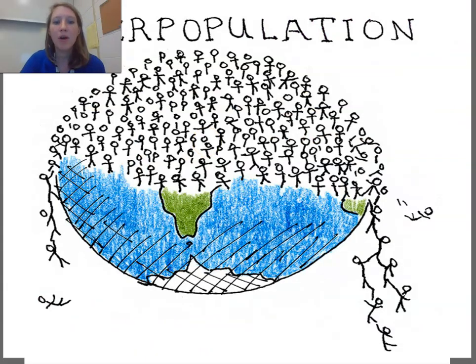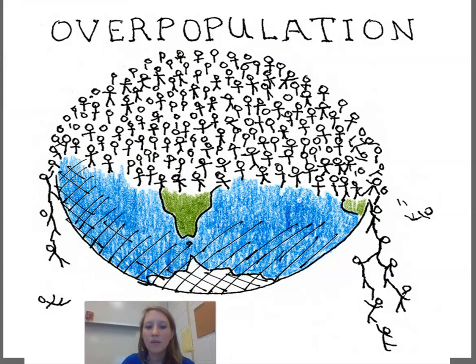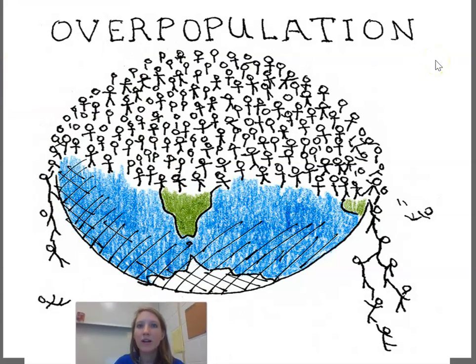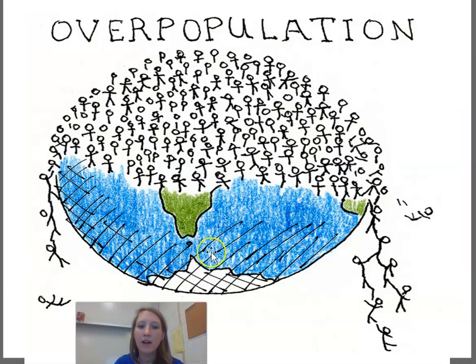It makes you think about overpopulation in our world, right? It makes you think about when I showed you the graph of human population. It's going out of control. It's crazy. Have we reached our carrying capacity? You think about things like pollution, climate change, global warming, diseases.